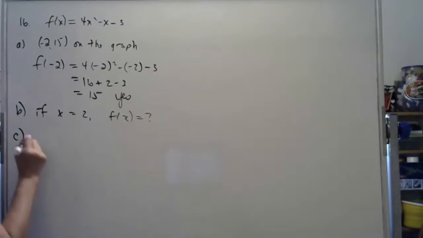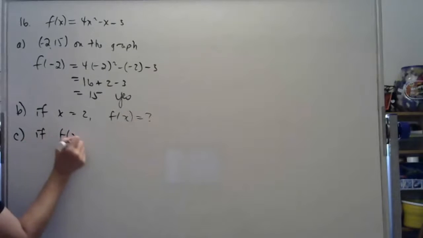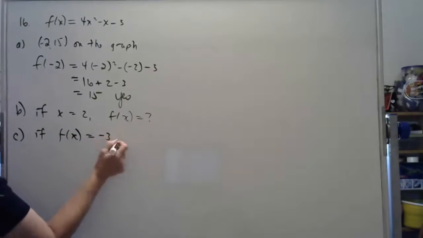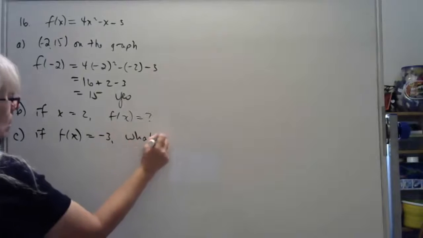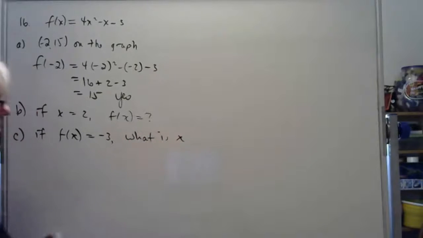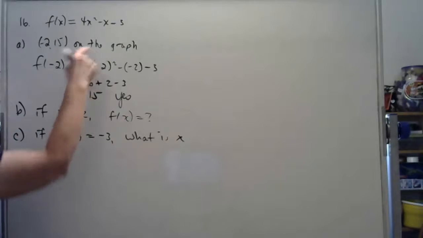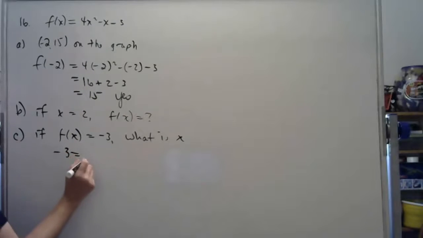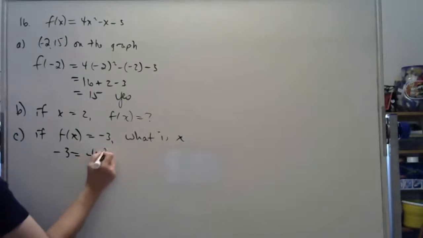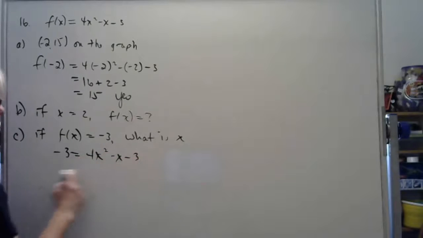Part C says, if f of x equals -3, what is x? So this is the part I'm worried about. In other words, what they're saying is that the output is -3. What is the input? So I'm going to set the function equal to that y value of -3, and then we need to go solve it.